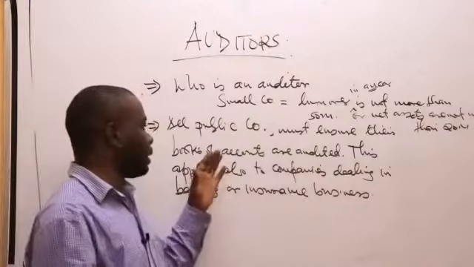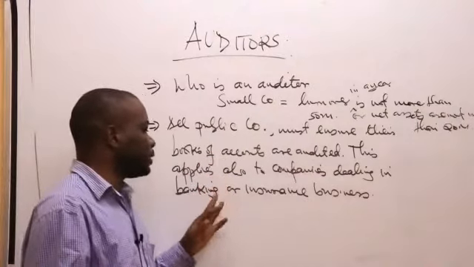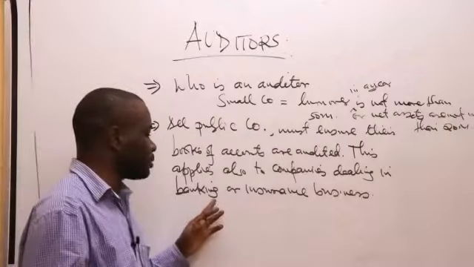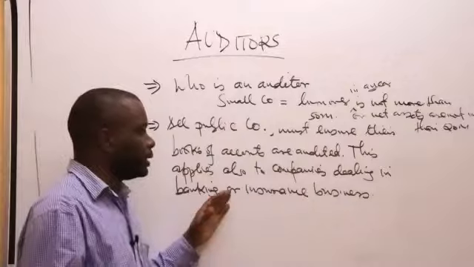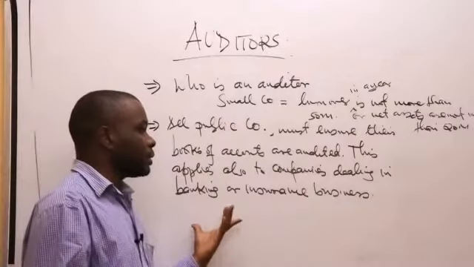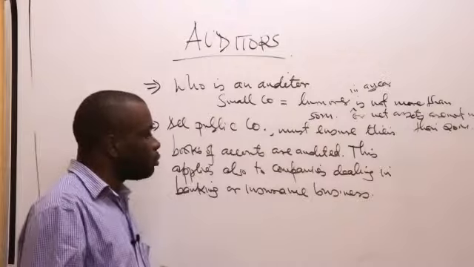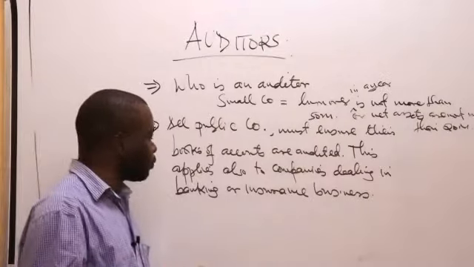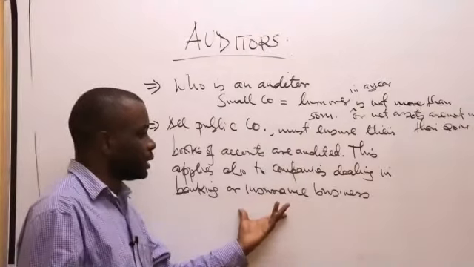But for public companies and any company that is dealing in banking or insurance business, whether it is private or public, it doesn't matter. It must ensure that its books of accounts are audited. So maybe you could be asking, why is it a must for banking or insurance business to ensure that their books of accounts are audited?